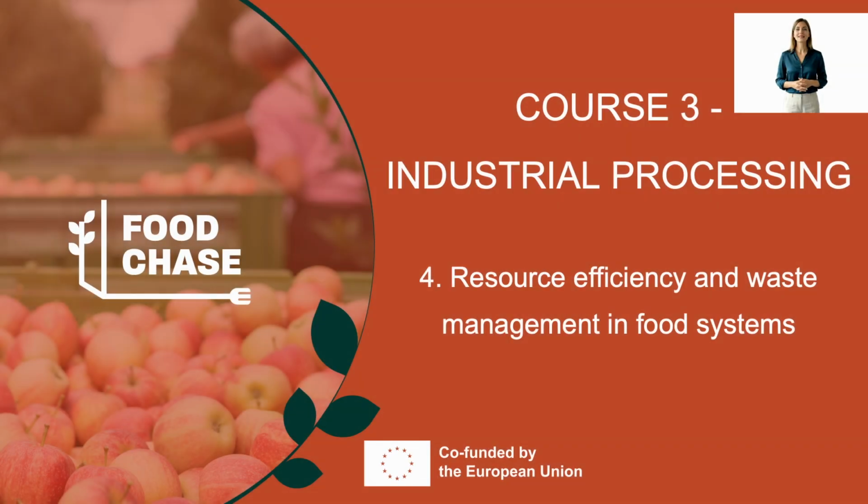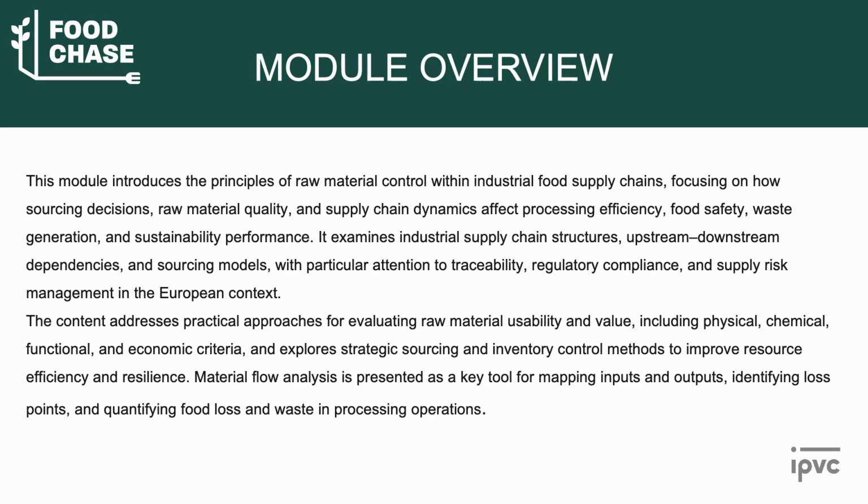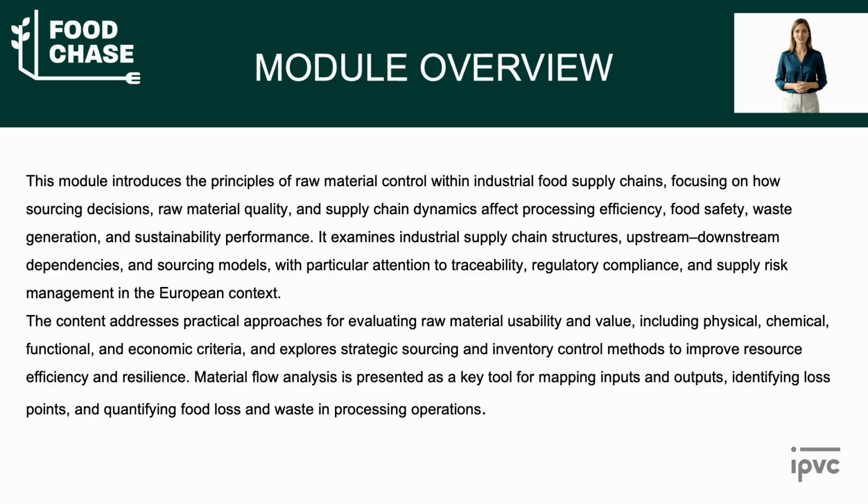Course 3, Industrial Processing, Resource Efficiency and Waste Management in Food Systems, Raw Material Control. This module introduces the principles of raw material control within industrial food supply chains, focusing on how sourcing decisions, raw material quality, and supply chain dynamics affect processing efficiency, food safety, waste generation, and sustainability performance.